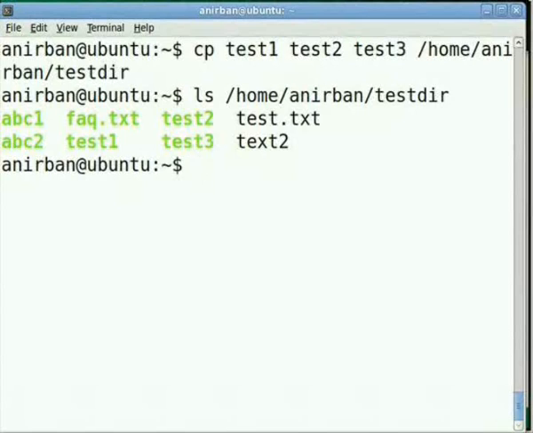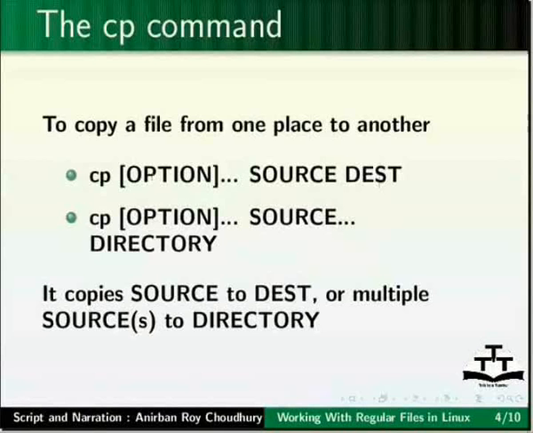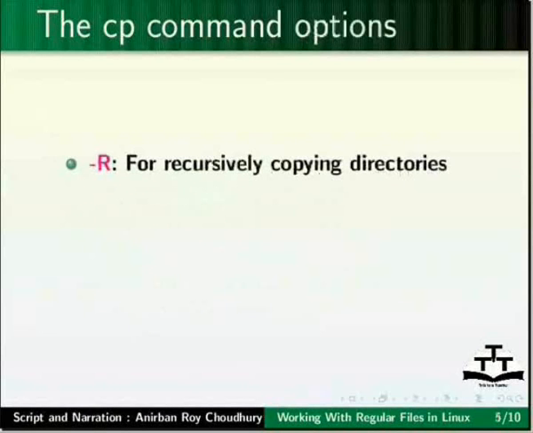There are many options that go with cp. Here we will see only the most important of them. Let us first go back to the slides. Among the options, the capital R is an important one. It causes recursive copying of an entire directory structure. Let us see an example.